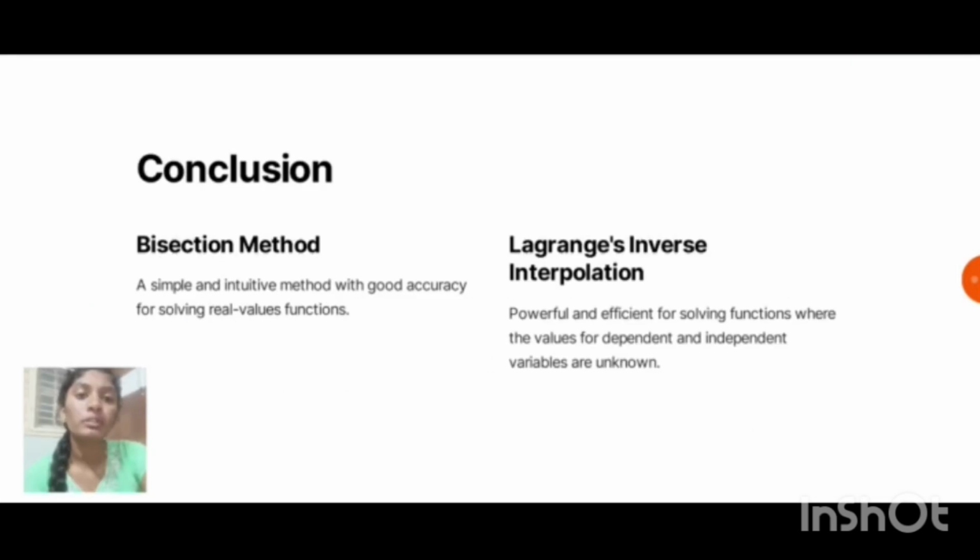Conclusion for both the bisection method and Lagrange's inverse interpolation. The bisection method is a simple and intuitive method with good accuracy for solving real-valued functions, and Lagrange's inverse interpolation is powerful and efficient for solving functions where the values of the dependent and independent variables are unknown.